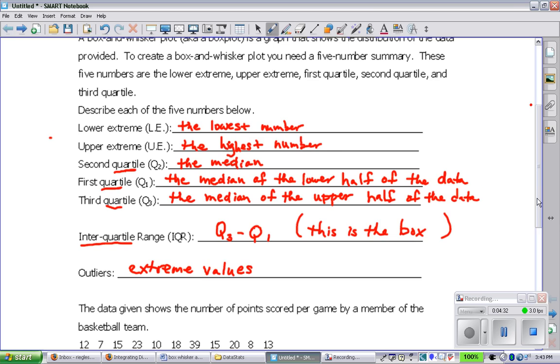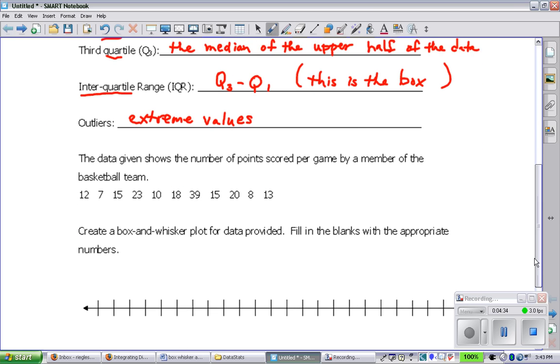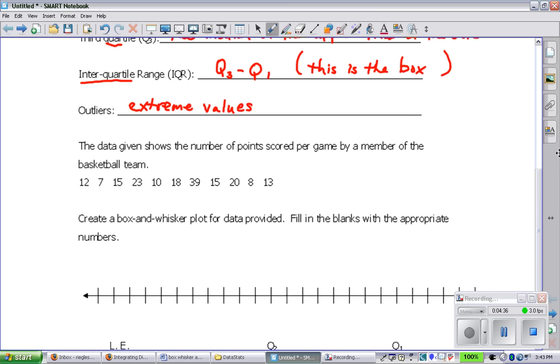All right, so the only way you're really going to get anything out of this is if we do an example, so you can start to get some visuals of what we have here. The example says the data given shows the number of points scored per game by a member of the basketball team. So here's our data.